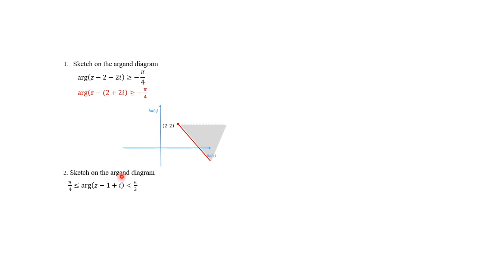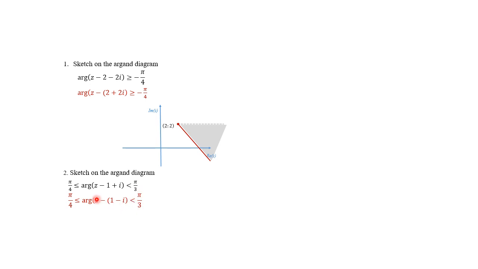Sketch on the Argand diagram pi over 4 less than or equal to arg of z minus 1 plus i less than pi over 3. So you can see now we have two intersecting regions here that we want to see how they look. All right, so the first thing here is to factor out the negative as usual. So it's going to be pi over 4 less than arg of z minus open brackets 1 minus i close brackets less than pi over 3.